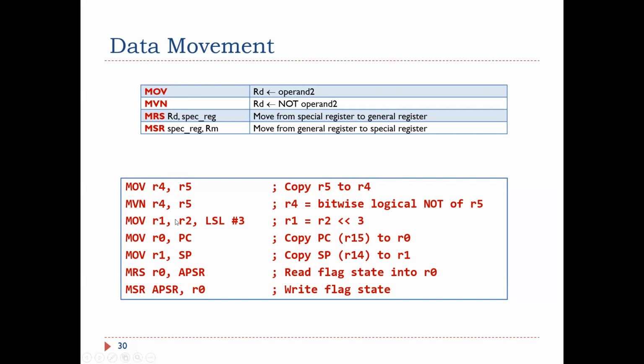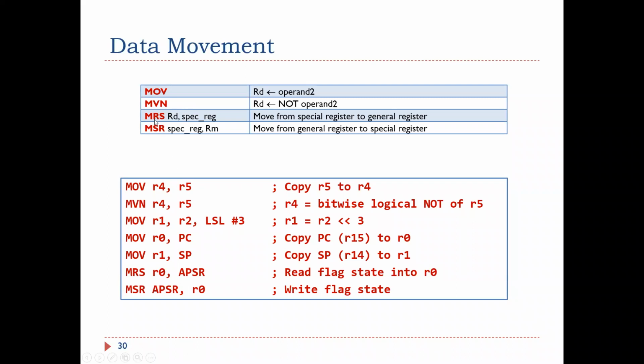Professor, I have a question about MOV. When it copies, does it store it in the register? Yes, for example, MOV R4, R5. The meaning is that it's copying the data from R5 to R4, and whatever is in R4 will be erased, and the new value will be R5. Okay, thank you. Welcome.